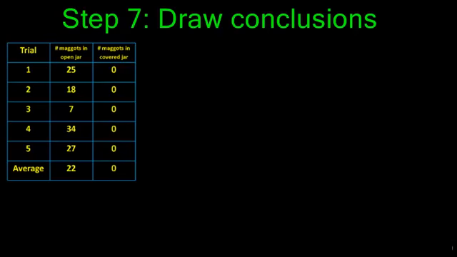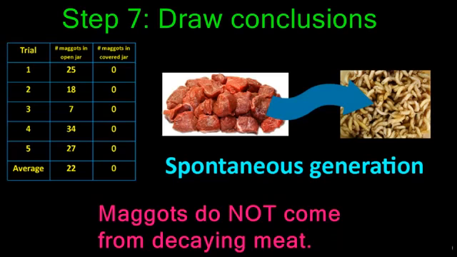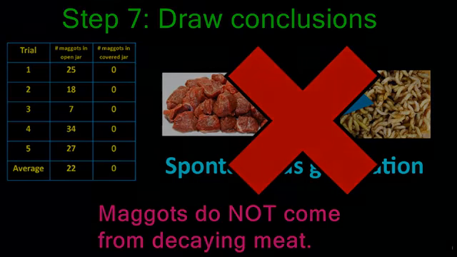Based on this information, we can come to the conclusion that maggots do not come from decaying meat. Therefore, the idea of spontaneous generation was false.